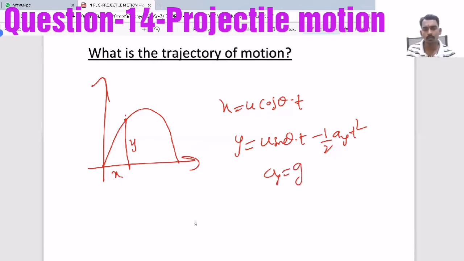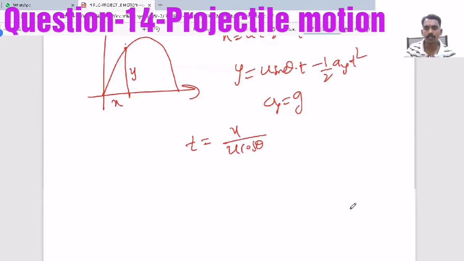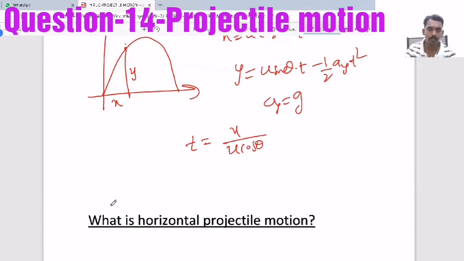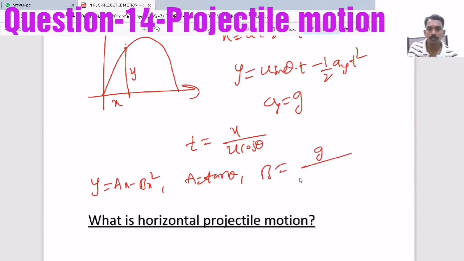If you solve both equations by substituting t equal to x by u cos theta, you will get y equal to a x minus b x square, where the value of a is tan theta and the value of b is g by 2u square cos square theta. So if you look at the equation, x to the power 2 appears, that's why the trajectory is a parabola.